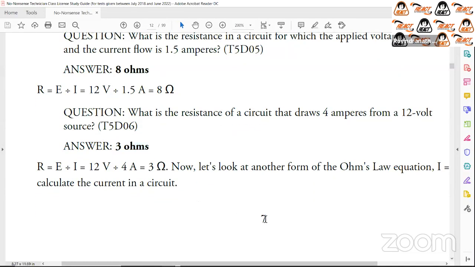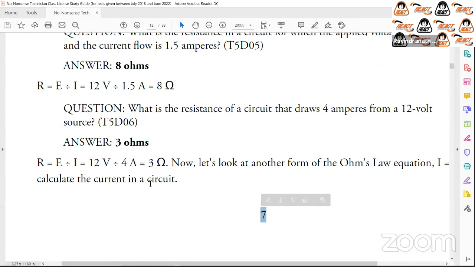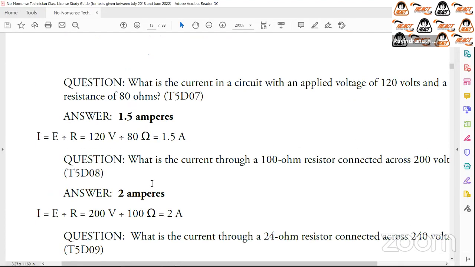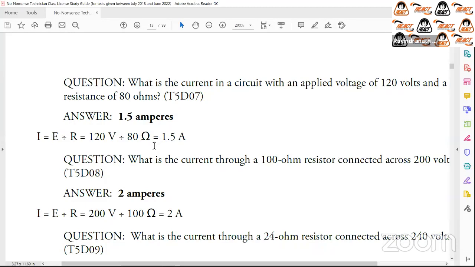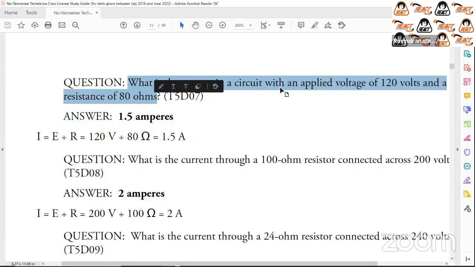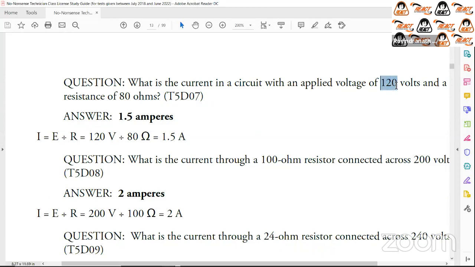So we're on page 7 of the technician manual. All right, so we're going in a little bit different direction. Before, we were solving for resistance, now let's do one where we solve for current. The question is, what is the current in a circuit with an applied voltage of 120 volts and a resistance of 80 ohms? All right, so they're using some larger numbers.